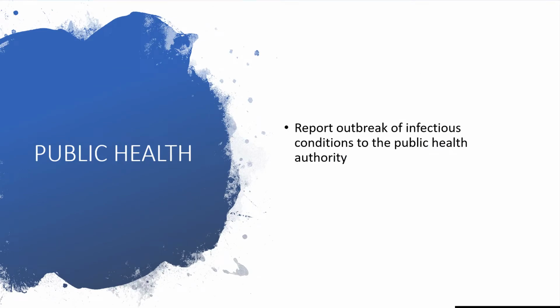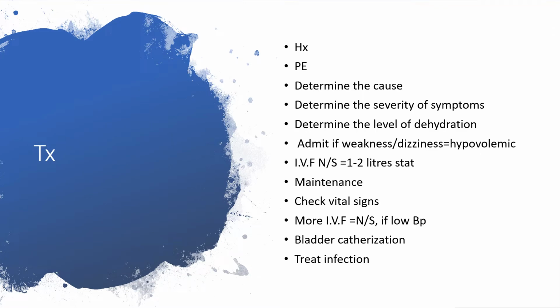The first thing to do is to inform the public health. Report the outbreak of infection to the public health authority. The treatment will begin with history, because with good history and appropriate physical examination, you might be able to determine the exact cause even without radiological or laboratory investigations. You'll be able to determine the severity of the symptoms and the level of dehydration.